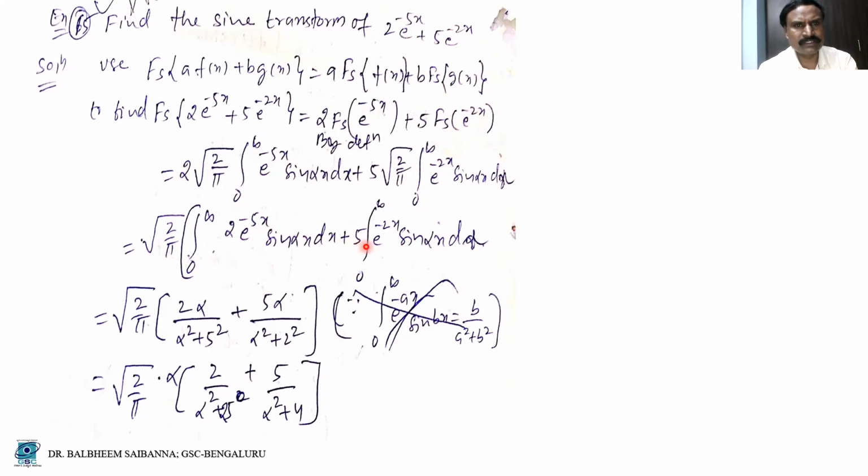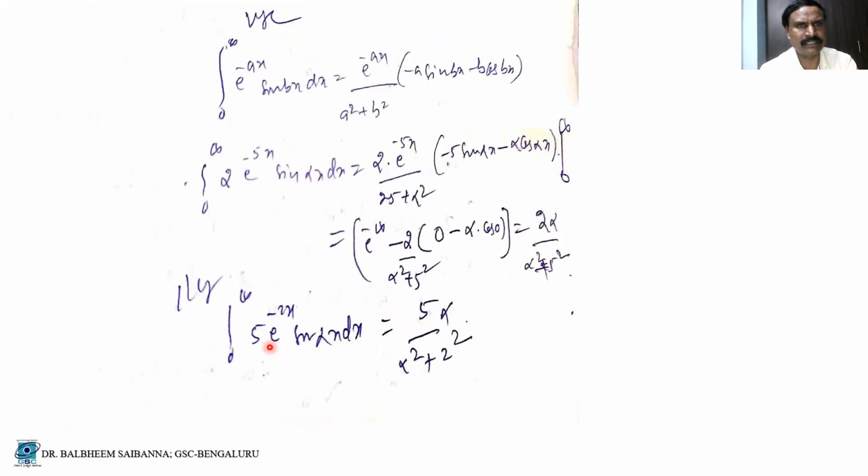These two integrals are standard integrals. Using this, the first integral value is 2 alpha divided by alpha square plus 5 square, and this one is 5 alpha divided by alpha square plus 2 square. Alpha is common, so we have square root of 2 by pi times alpha, 2 divided by alpha square plus 25, since 5 square is 25, and 5 divided by alpha square plus 4, since 2 square is 4. How do we get this? I explained in the next slide.